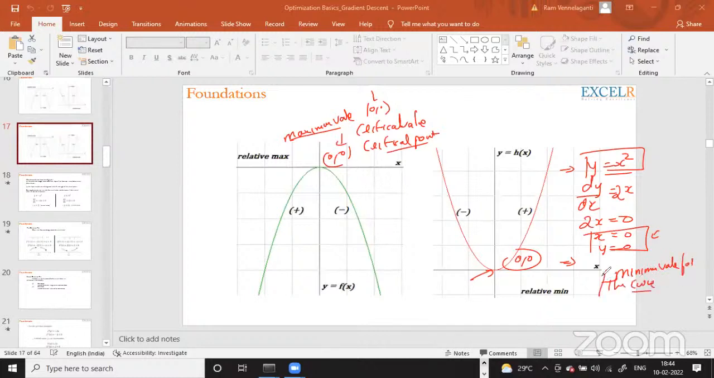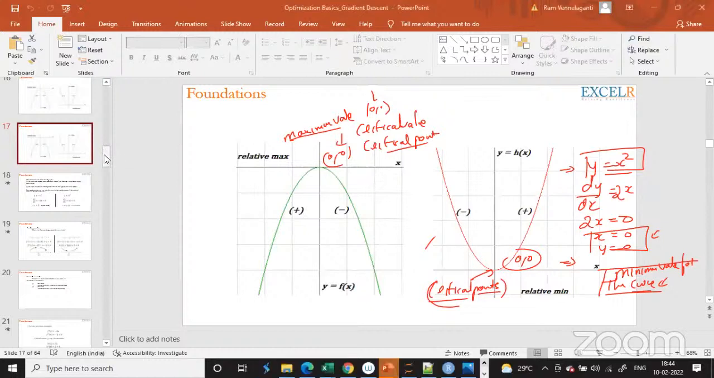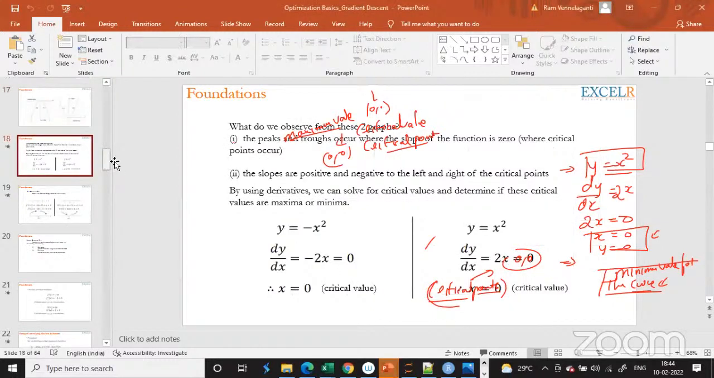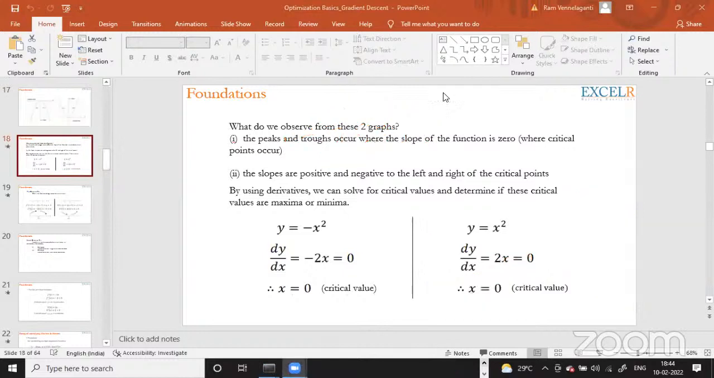(0, 0) is the minimum value for this curve. Or you can call this the critical points or critical values for your curve y is equal to x square. So that is how our job is to find out your critical points. What is the minimum value? What is the maximum value? We have to find out.